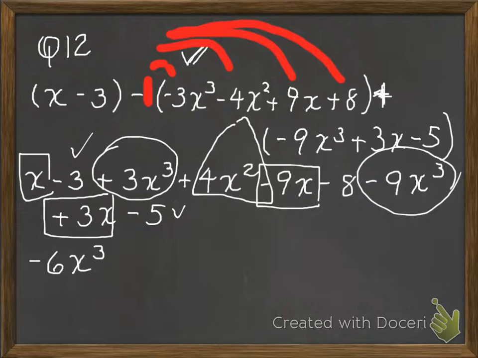And then we have in the triangle this 4x squared. There are no like terms for this one. And then the x terms. I'm going to add my positive ones first. I have 1x plus 3x is 4x. Minus 9x is minus 5x. Right? 4 minus 9 is minus 5. Or 9 minus 4 is 5, but the bigger absolute value is negative, so the answer is negative 5x.